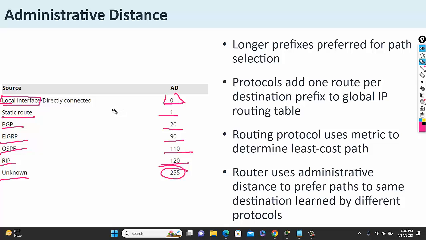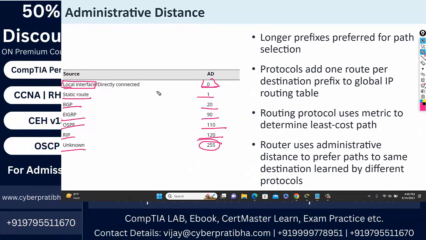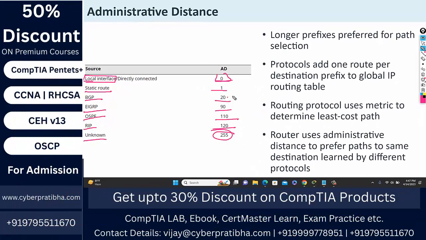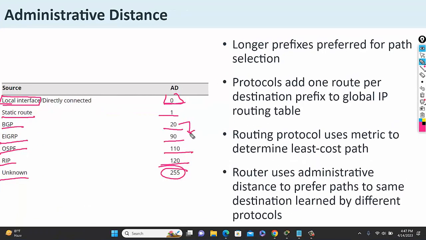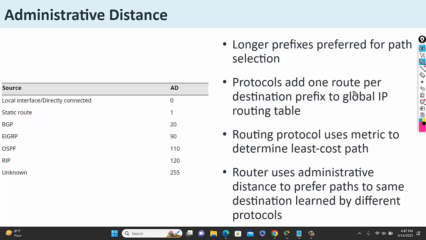Administrative distance is just a calculation or algorithm for the distance. This distance is used to prefer the path for the same destination learned by different protocols. And the protocols also use this metric to define the least cost path. They also make the entry of the route as per their destination prefix in the global IP routing table.